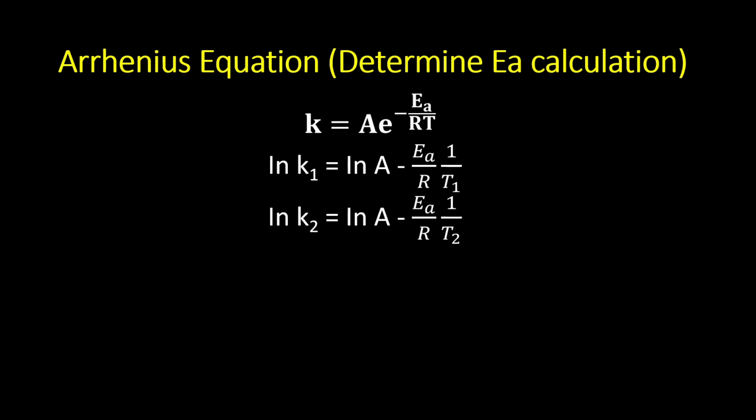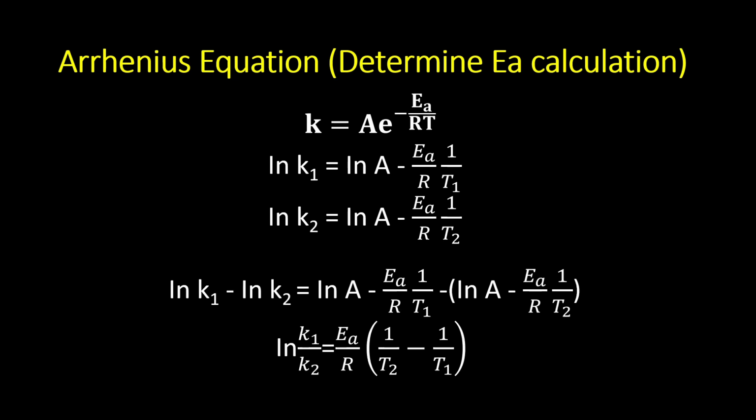If we are given two rate constants at two different temperatures, to determine the activation energy of the reaction, we can modify the linear equation of the Arrhenius equation with K1 for temperature T1 and K2 for temperature T2. Then we subtract the two linear equations of the Arrhenius equation to give us log K1 over K2 equals EA over R multiplied by 1 over temperature T2 minus 1 over temperature T1. And this equation can be used to determine the activation energy if involving two rate constants at two different temperatures.